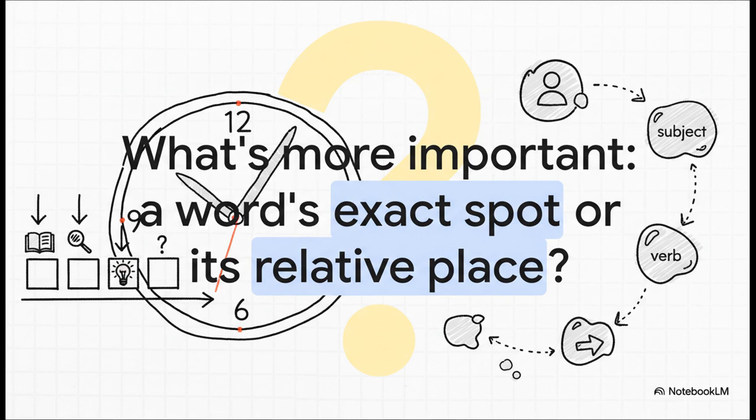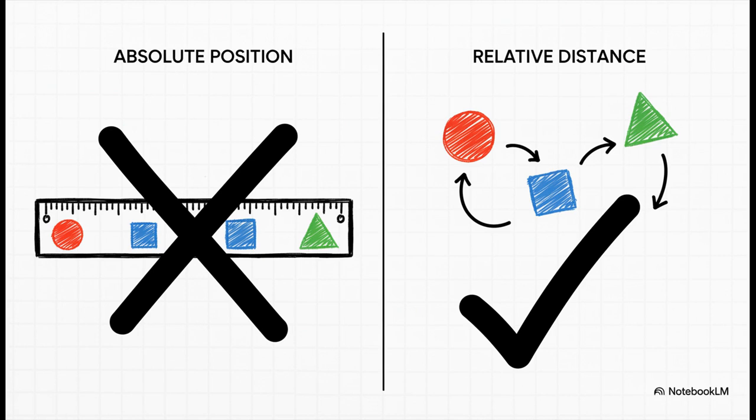When you're trying to understand a sentence, what's actually more useful? Knowing a verb is the 7th word, or knowing that it comes 3 words after its subject? And that's the key insight right there. For understanding grammar and context and all the complicated ideas we communicate, it's the relationship between words that really matters, way more than their exact spot in a line. This realization really opened the door for a whole new way of thinking.